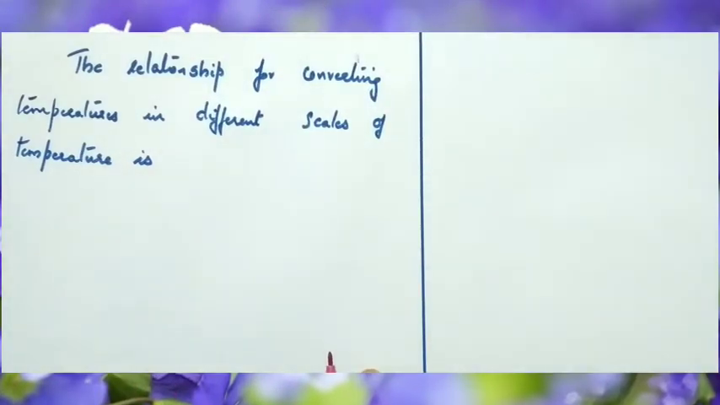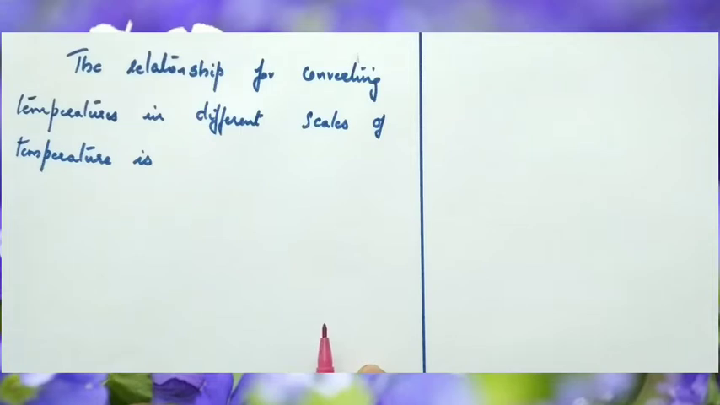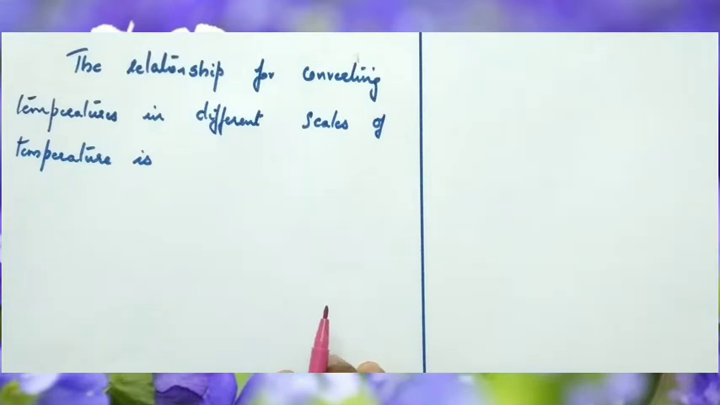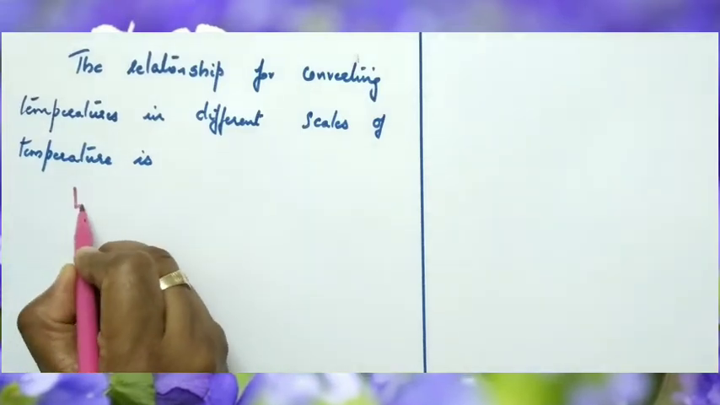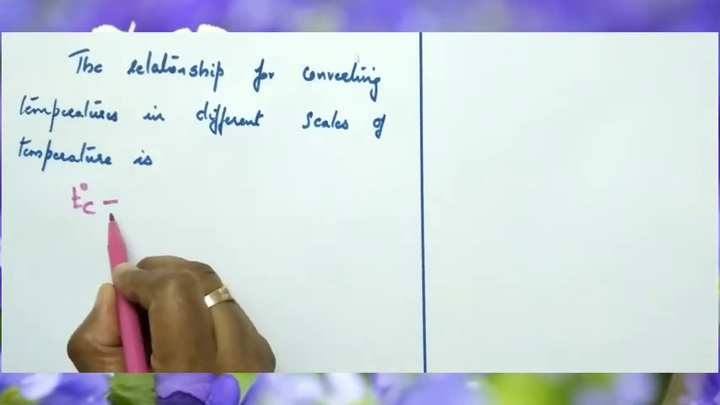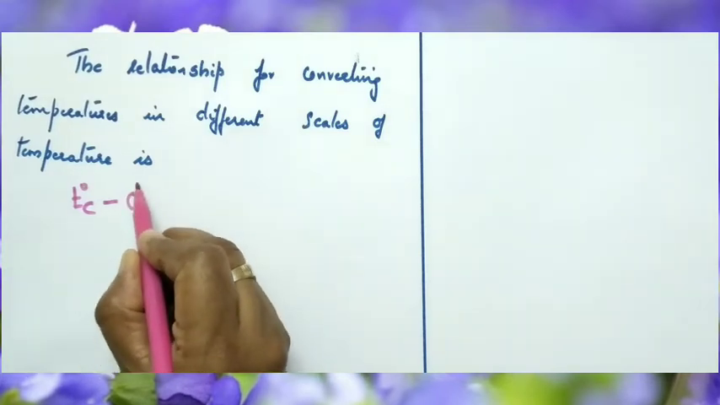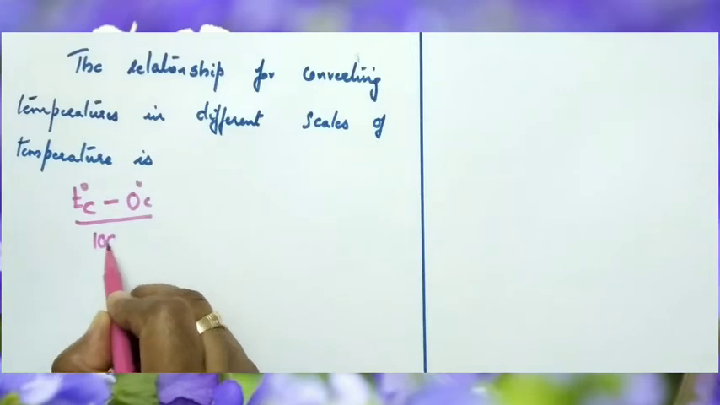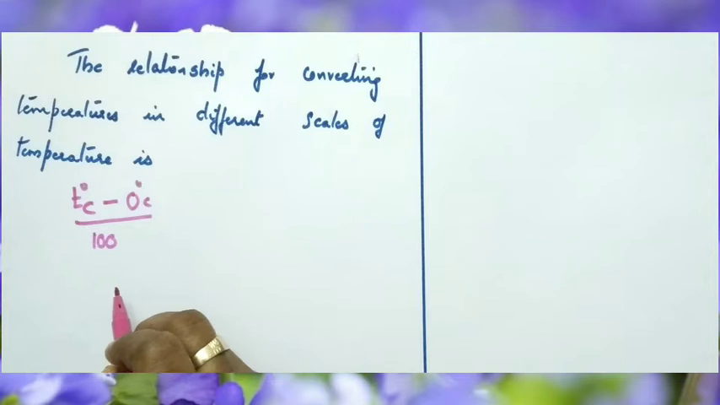For converting temperatures between different scales, we have studied the three scales of temperature: degree Celsius, Fahrenheit scale and Kelvin scale. Now we can study how to convert temperature in degrees Celsius to Fahrenheit or to the Kelvin scale. The general formula is: let T degree Celsius be the temperature in the Celsius scale, minus its ice point, which is 0 degrees Celsius, divided by the number of divisions. How many divisions are there? Between the ice point and steam point, 100 divisions are there.